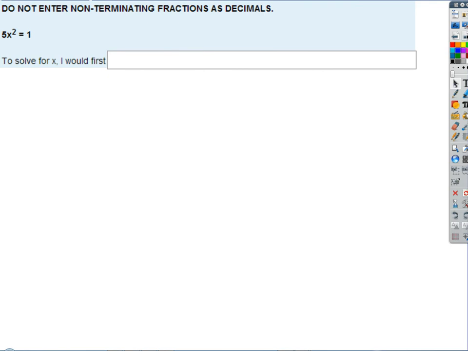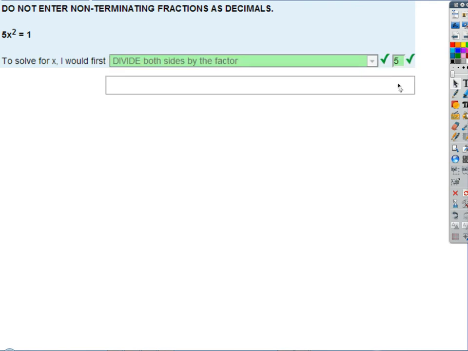Okay, what about this one? Divide by 5. Divide by 5? Yeah. Okay. Everybody see that? Eraser. I'm isolating x. Okay.